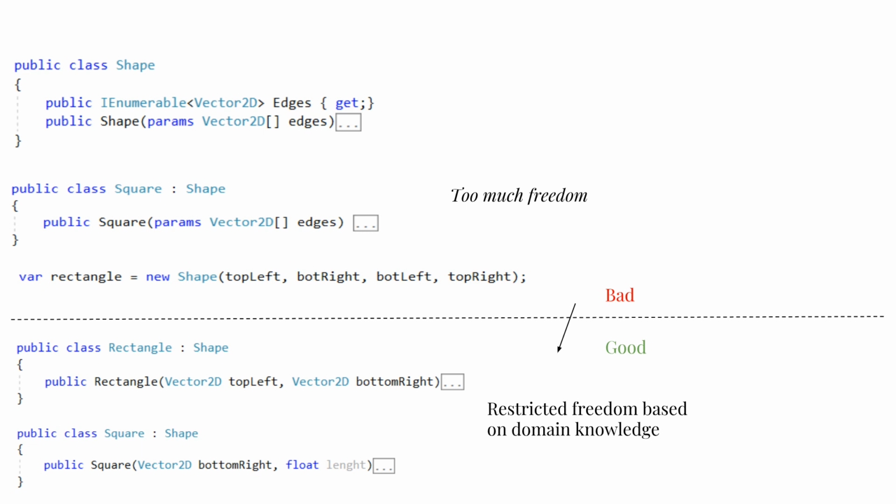So only by having a good understanding of our domain knowledge can we have such limitations. We can restrict freedom in a user-friendly, understandable way.